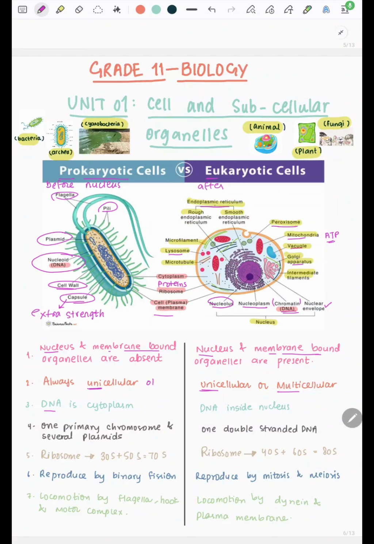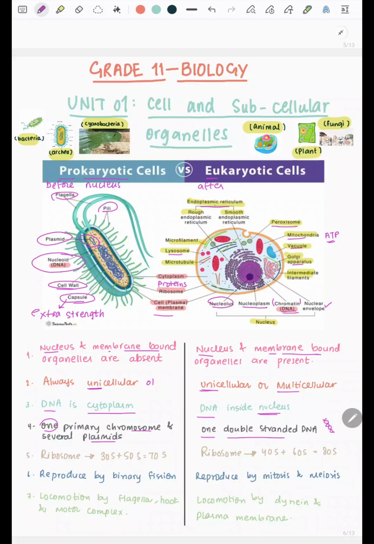DNA of a prokaryotic cell is present inside the cytoplasm, it is dispersed. However, the DNA of a eukaryotic cell is present inside the nucleus. The genetic material of a prokaryotic cell consists of one primary chromosome and several plasmids. Plasmids are the extra circular DNAs. However, the eukaryotic cell has one double-stranded DNA. It is present in a helical form.